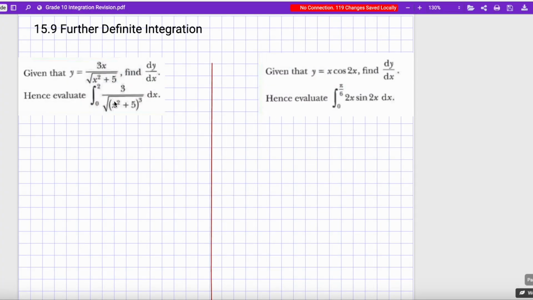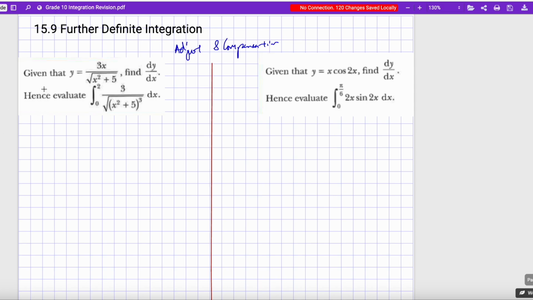Chapter 15.9, further definite integration. What you realize is that this part of the chapter is very similar to 15.7, if I'm not mistaken, where we use a bit of adjustment and compensation as a technique to solve questions like this. It's very similar, and we'll try these two examples to reinforce the idea of how we do adjustment and compensation, okay?